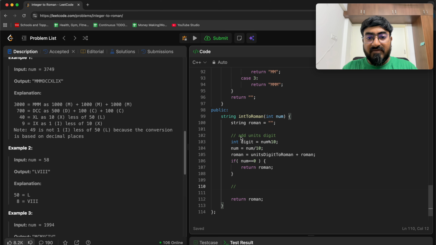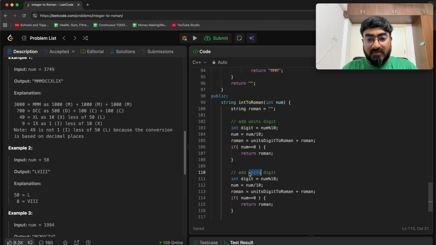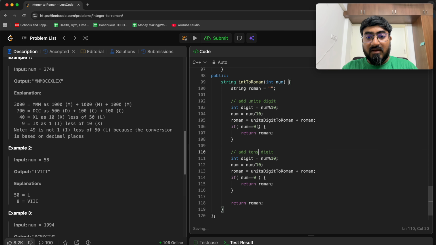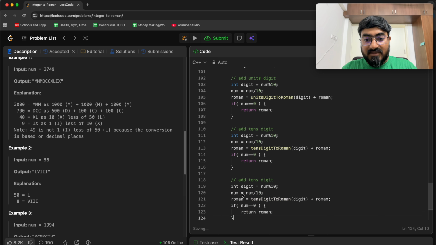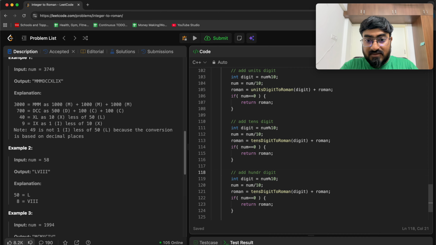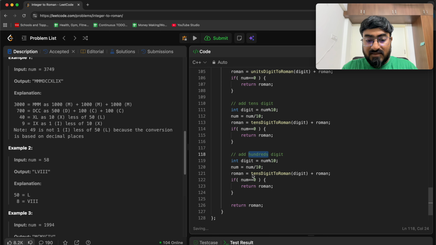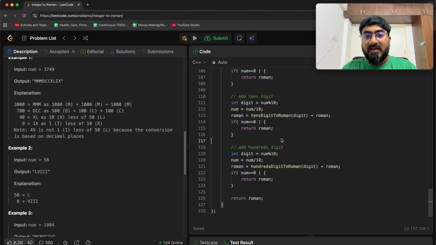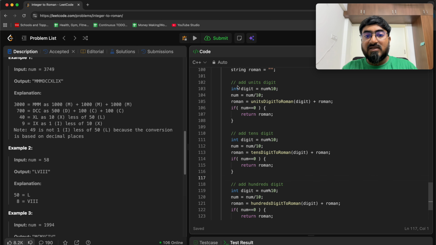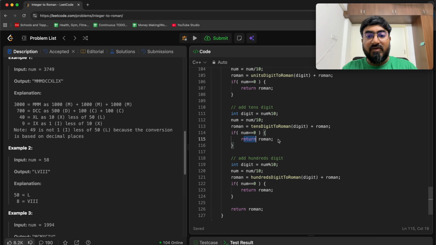Similarly, in the very same fashion, we do add tens digit. Okay, right, get the next digit, because we removed the units digit, we say tens digit to Roman. A very noob mistake, I need to pass this digit to get the string. Sorry. All right, then similarly add hundreds digit, so hundreds digit to Roman. Okay, so if num was 2 digits, we will have the string for units digit and tens digit, and then the value returns. Okay, that's why checking for num equal to 0 after each step is important.